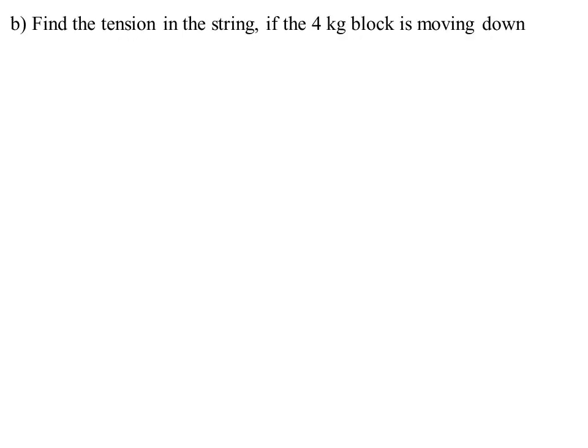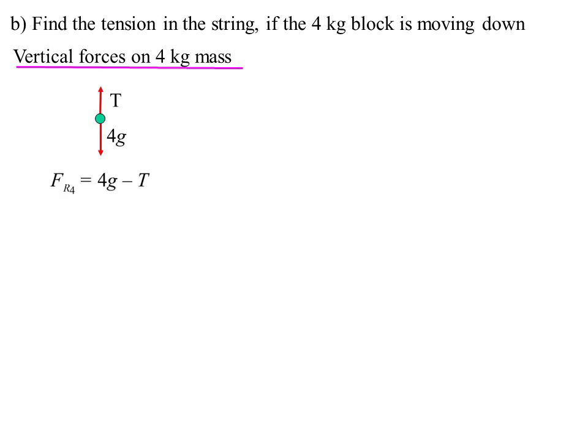Find the tension in the string if the 4 kilo block is moving down. I'll look at each object separately. Let's look at the 4 kilogram block. There's Bob. Vertical forces, I've got the 4G going down, I've got the tension going up. So the resultant force of the 4 kilo block, that's how I've labelled it, R4. That's 4G minus T. But it's going to be mass times acceleration, so 4A is 4G minus T.